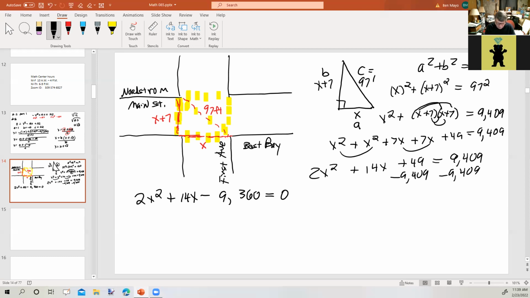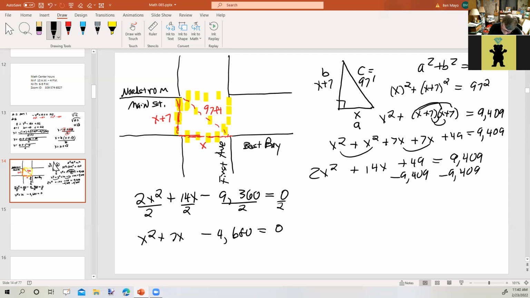Now, I have a quadratic equation in standard form. I see that all the coefficients are even. So if I wanted, I could divide everybody by 2 or factor out a 2 and divide both sides by that to make my numbers smaller. I don't have to, but I'm going to do that anyway. So x squared plus 7x minus, 9,360 divided by 2 is 4,680, and that equals 0.